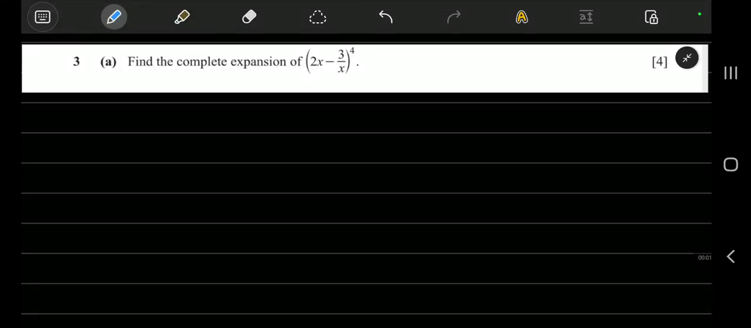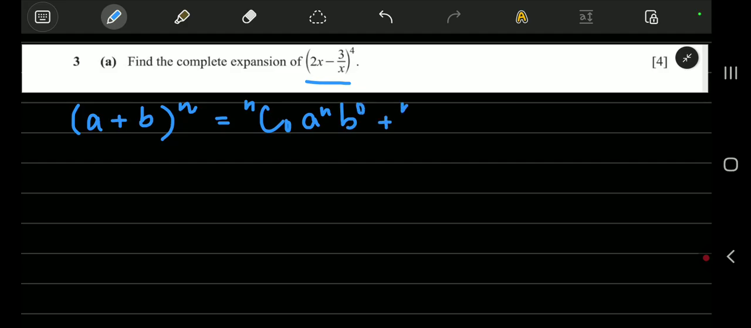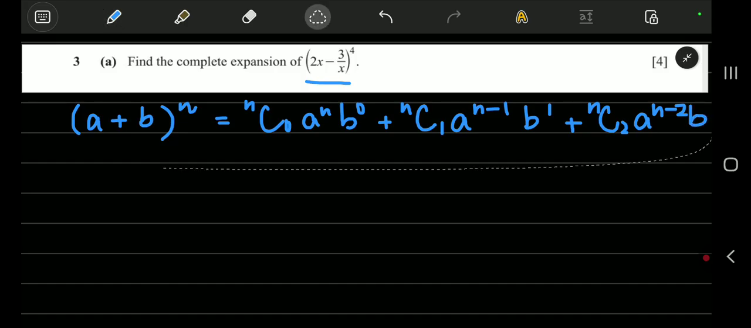Okay, so question 3 says find the complete expansion of this. For this we need the binomial expansion, and the binomial expansion goes like (a + b) to the power n is equal to nC0 a to the power n b to the power 0, plus nC1 a to the power n minus 1 and b to the power 1, plus nC2 a to the power n minus 2 b to the power 2.